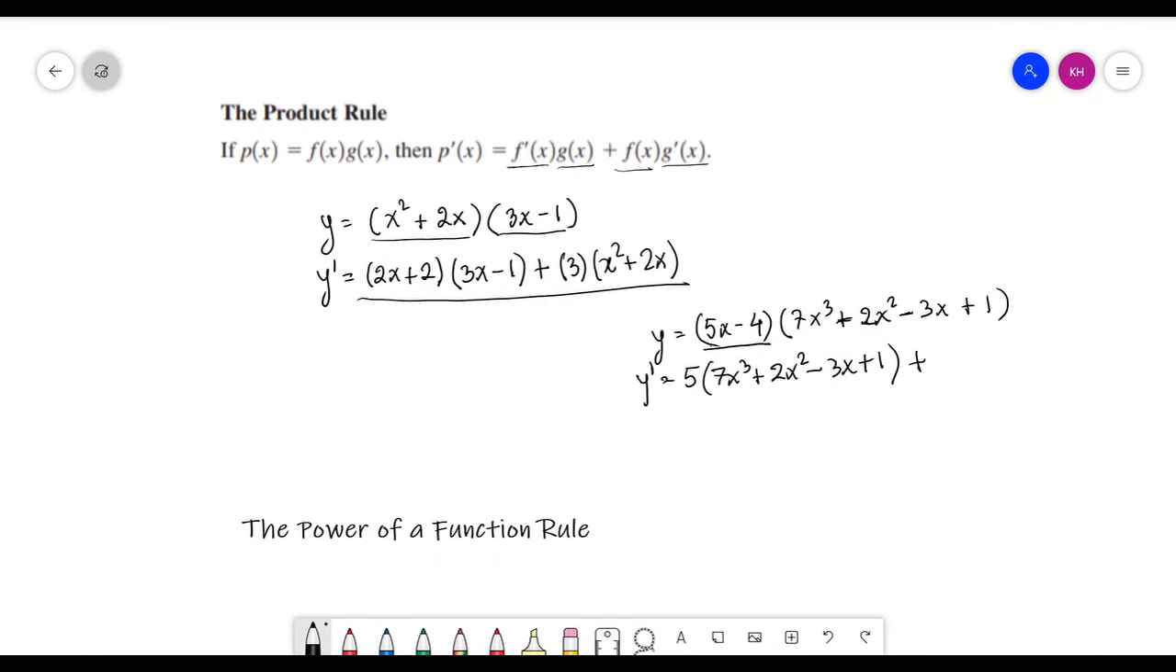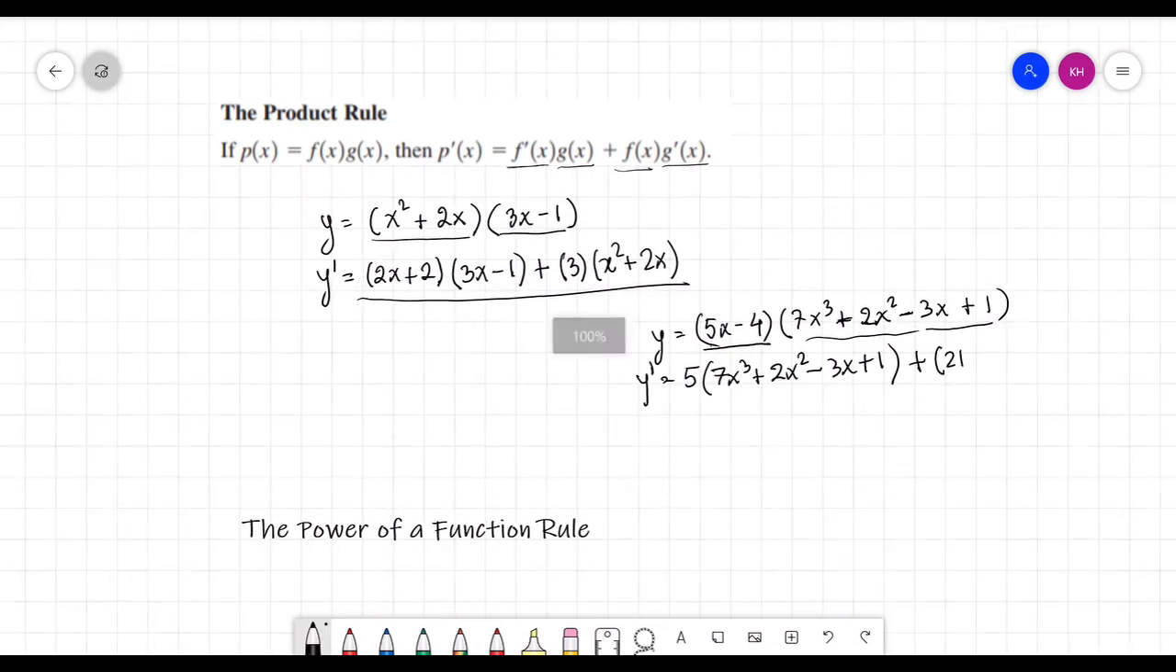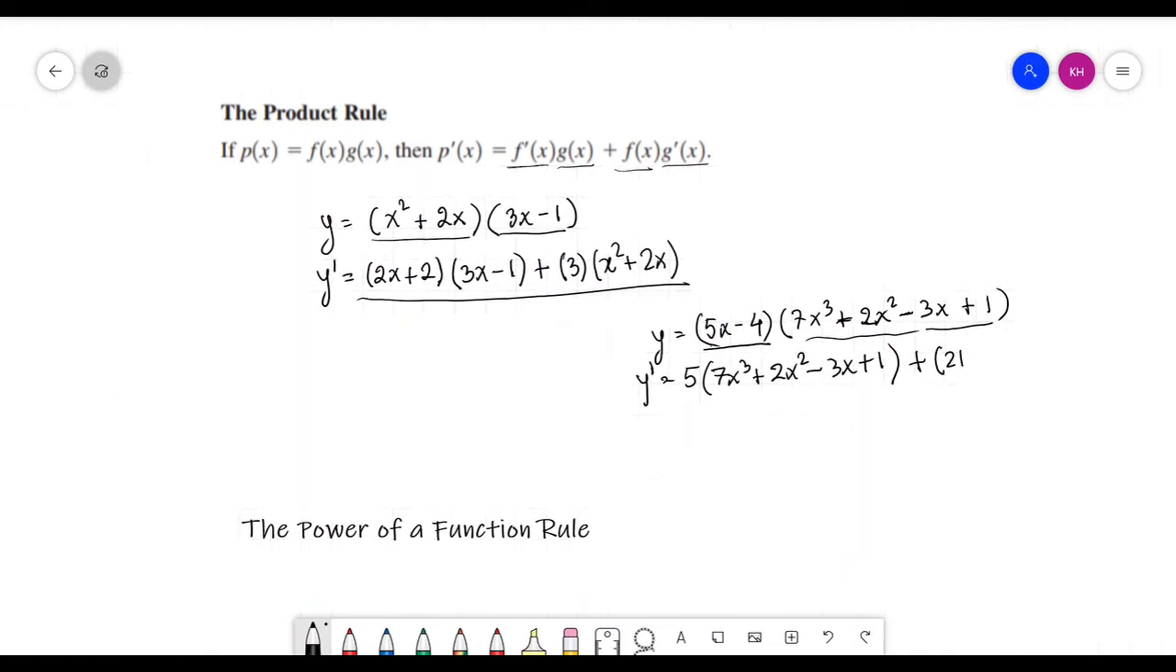plus the derivative of the second function, which is going to be 21x squared plus 4x minus 3 times the first one stays the same, 5x minus 4.